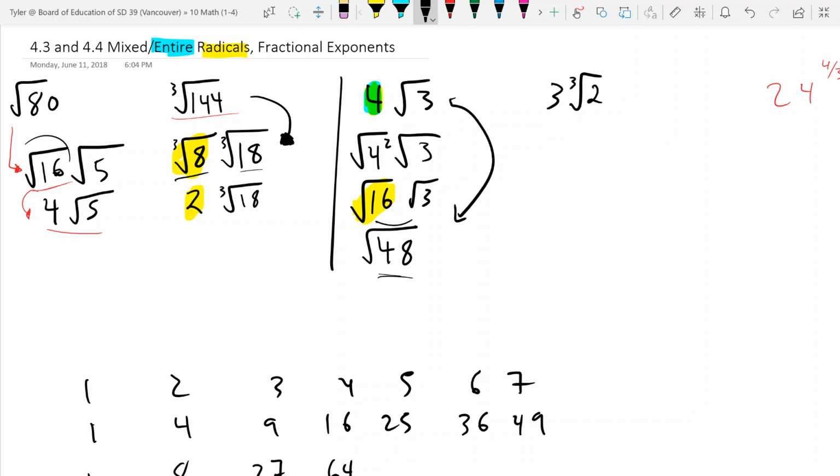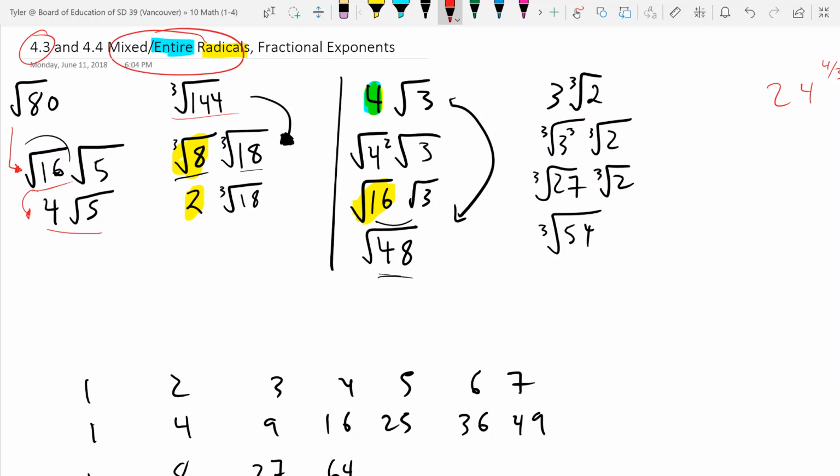We can also do it with a cube root. We'll do the exact same thing. And then we have to actually write what 3 cubed is, which is 27. So 27 times the cube root of 2, and those multiplied together gives you the cube root of 54. And that's our answer. So that's the basics for mixed and entire radicals, which is chapter 4.3.